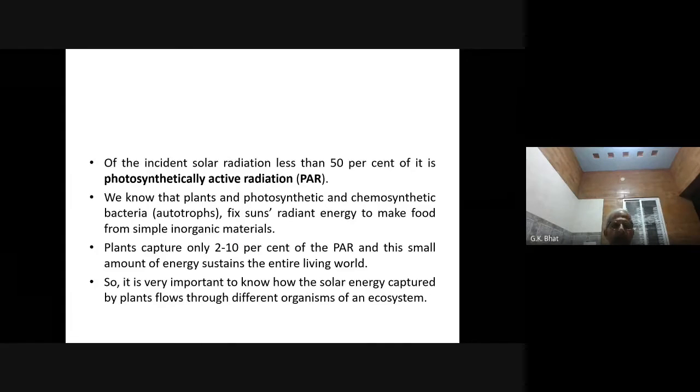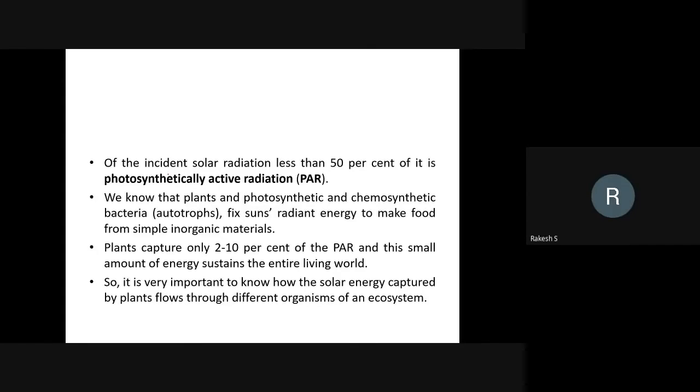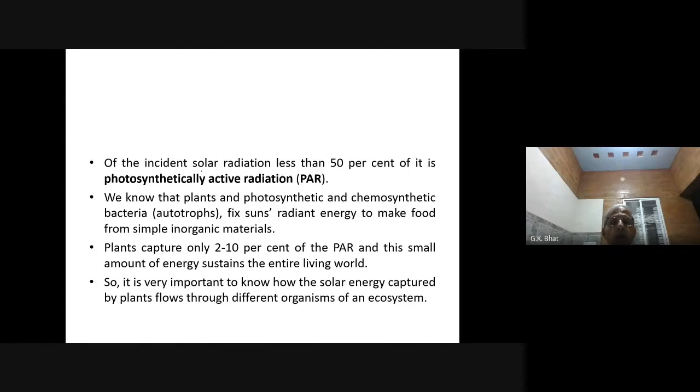Am I right? We have to start from here. Am I right in your book? Of the incident solar radiation. What do you mean by incident solar radiation? Anyone? Physics students? Tell me.